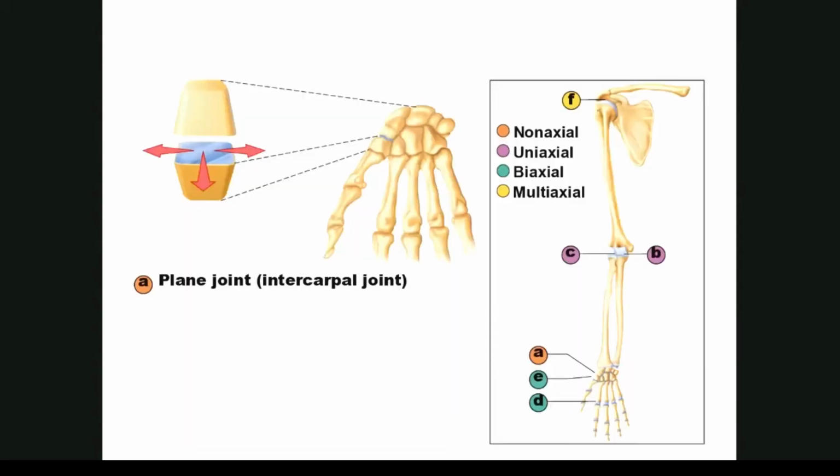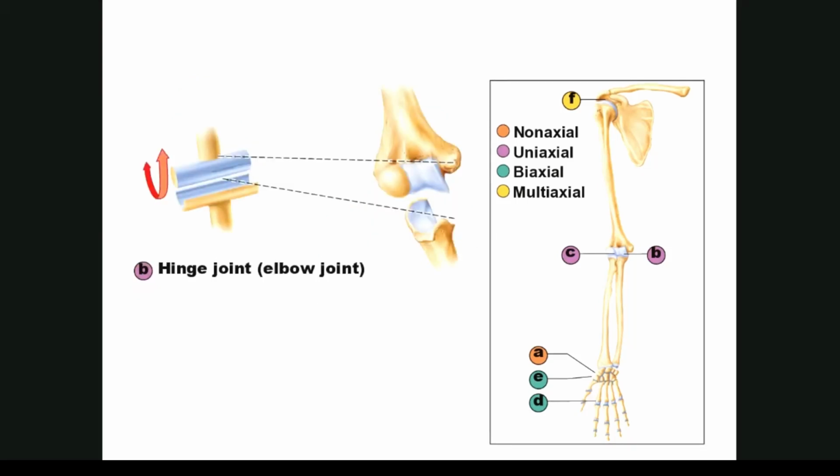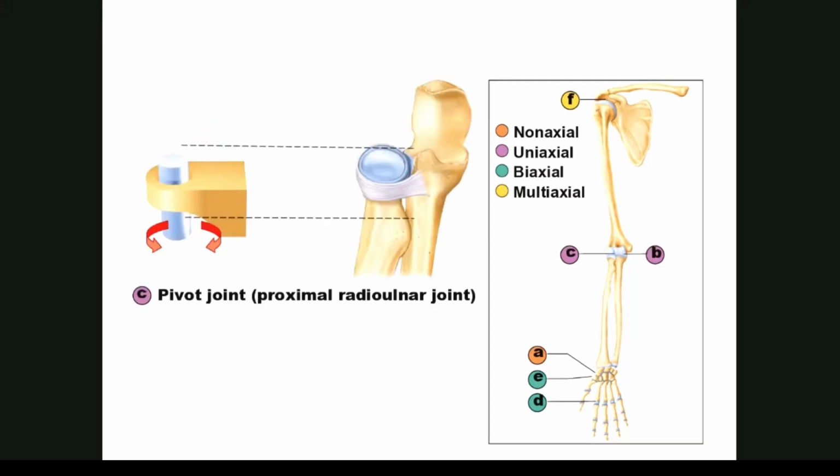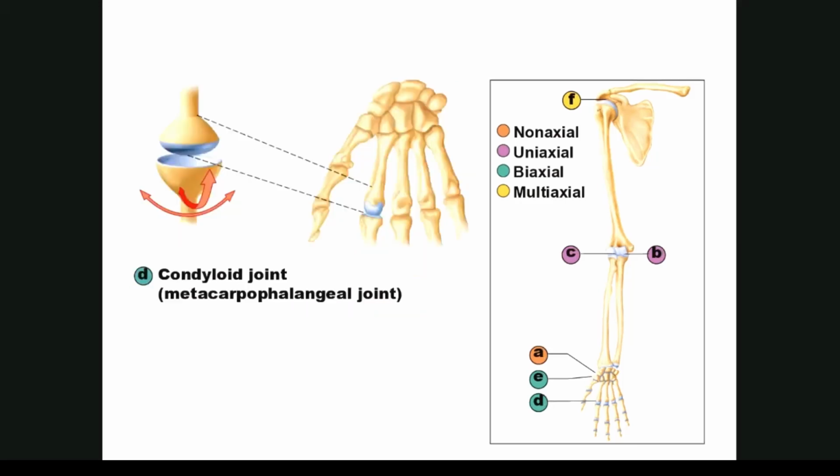Okay, plane joints. This is an intercarpal joint here, just a flat joint. Hinge joint, your elbow here. This is your trochlear notch. Trochlea, it's just a hinge that the elbow can bend across. Pivotal joints, proximal radio-ulnar joint. You can sit there and see, you can pivot that joint. Condyloid joint is here between your metacarpus and your phalanx, so metacarpophalangeal joint.